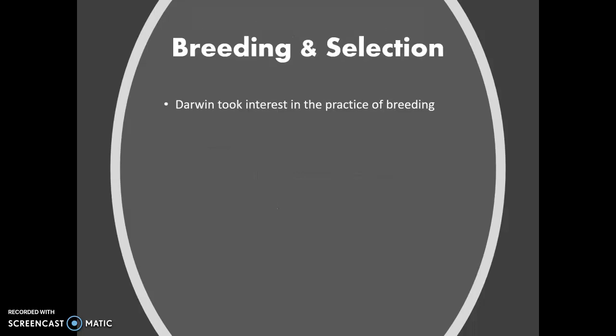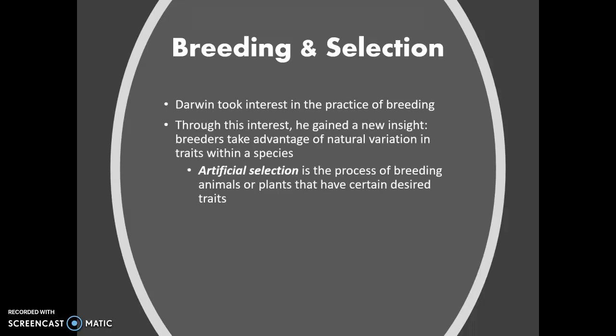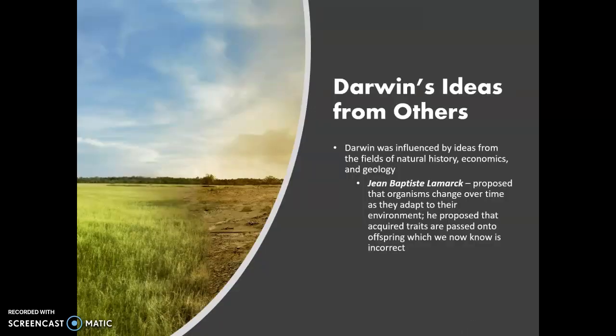When we talk about breeding and selection, Darwin also took an interest in the practice of breeding, kind of like Mendel. Through this interest, he gained some new knowledge that breeders take advantage of natural variation of traits within a species. This is known as artificial selection. This is the process of breeding animals or plants that have certain desired traits, okay?